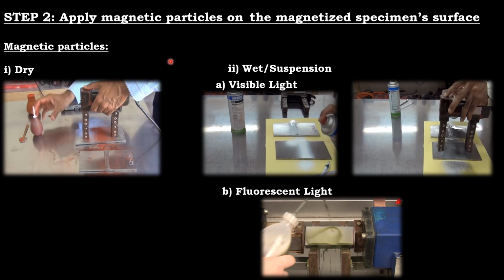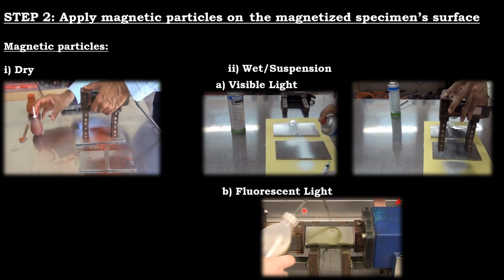After magnetizing the specimen, you apply magnetic particles on the magnetized specimen. And again, the magnetic particles are of two types. One is dry, and the second type being wet, or a suspension of magnetic particles. In dry, you put the magnetic particles on the top surface, and in the second case, when in suspension, you have the inspection done under visible light, whereas you have the inspection done under fluorescent light. In the visible light category, first you have to apply a white paint, and on top of that you have to apply the suspension of ferromagnetic particles.